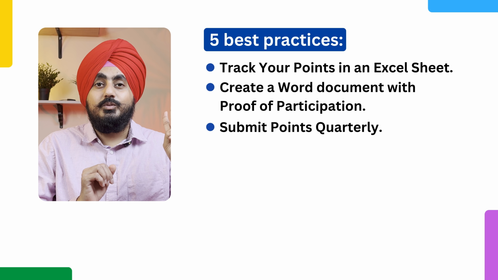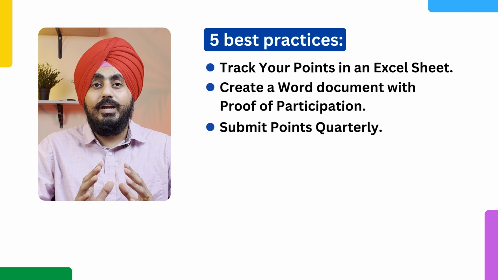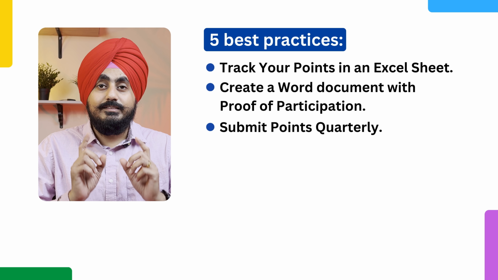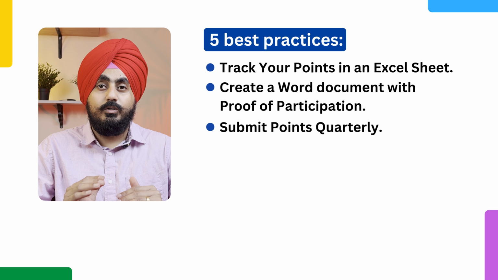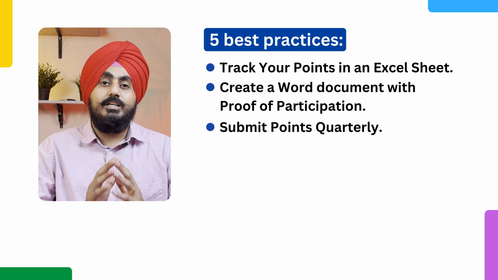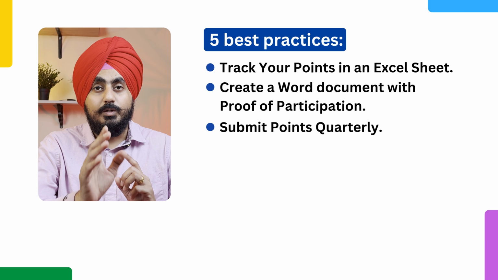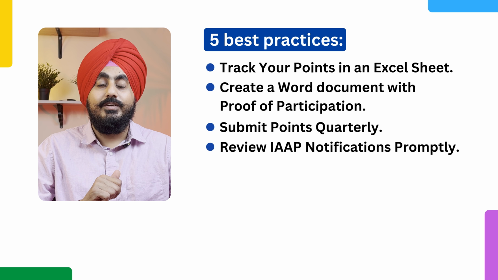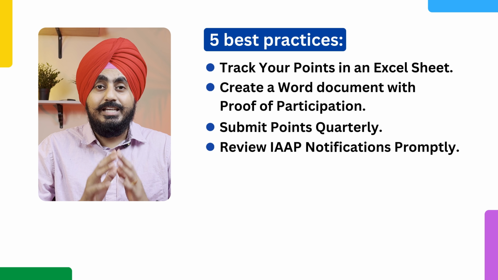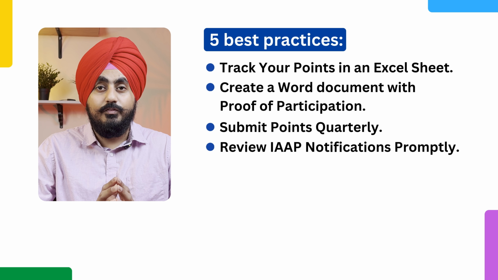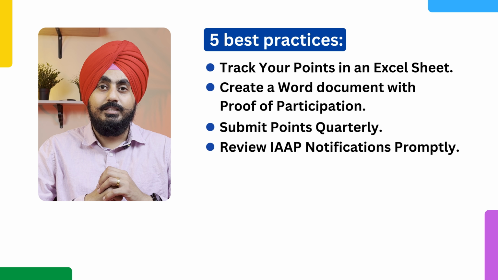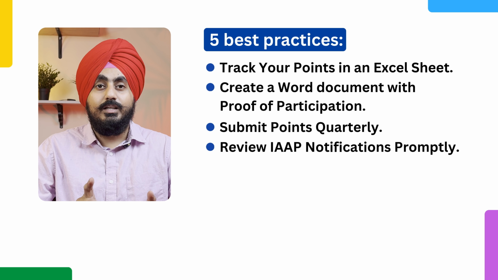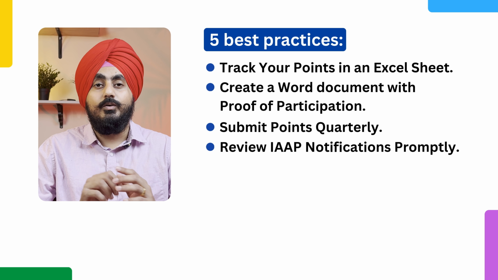Third, submit your points quarterly. Don't wait until the renewal deadline. Submitting your activities every quarter avoids last-minute chaos and helps keep your record up to date. Fourth, review IAAP notifications promptly. IAAP may request additional proof or clarification after submission. Check their email regularly so you don't miss important follow-ups.